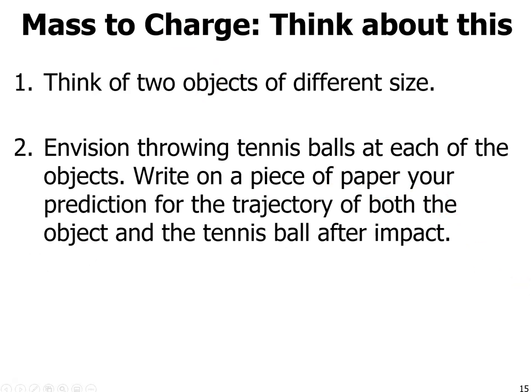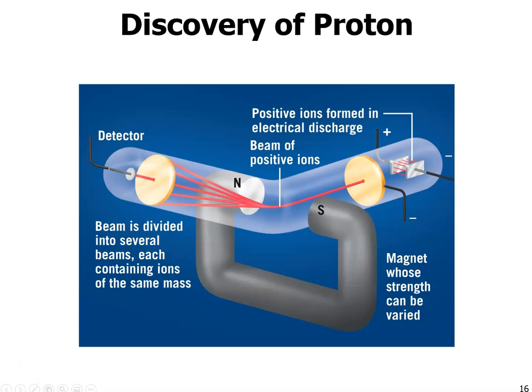If you throw a tennis ball at each of them, what is going to happen between a bicycle and a car? The thing with the smaller mass is going to be influenced more and have a greater change in trajectory. The thing that's bigger is just going to keep on barreling through that impeding force. So I mentioned before that was a foundational experiment.